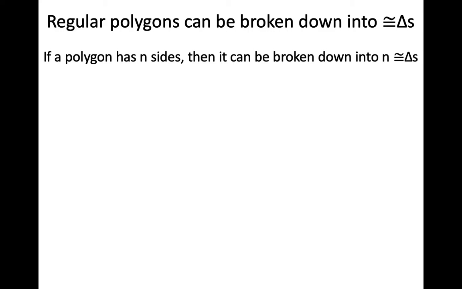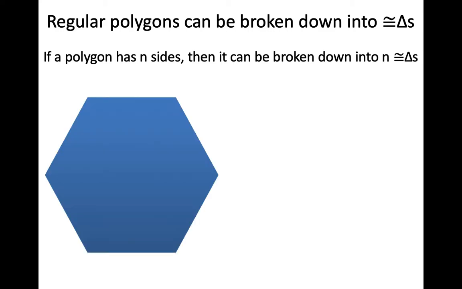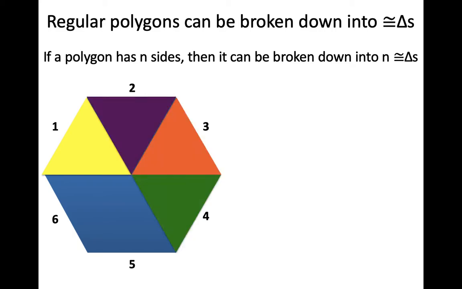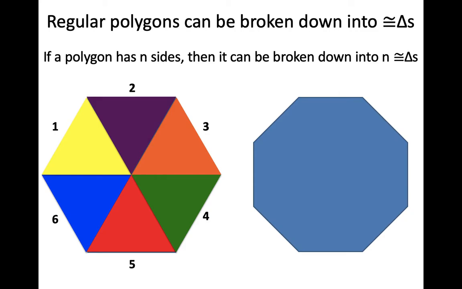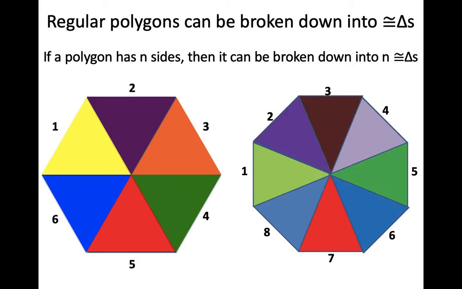Alright, now regular polygons can be broken down into congruent triangles. And if a polygon has n sides, it can be broken down into that number of triangles. So here is a hexagon. It has 1, 2, 3, 4, 5, 6 sides. And I can break that down into 6 congruent triangles. Here is an octagon. Octagons have 8 sides. And I can break this octagon down into 8 congruent triangles. Each of those triangles is congruent. They're all the same thing.